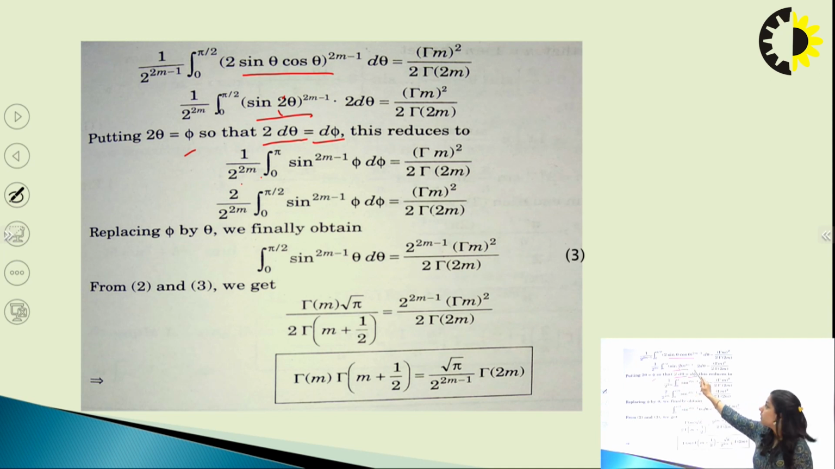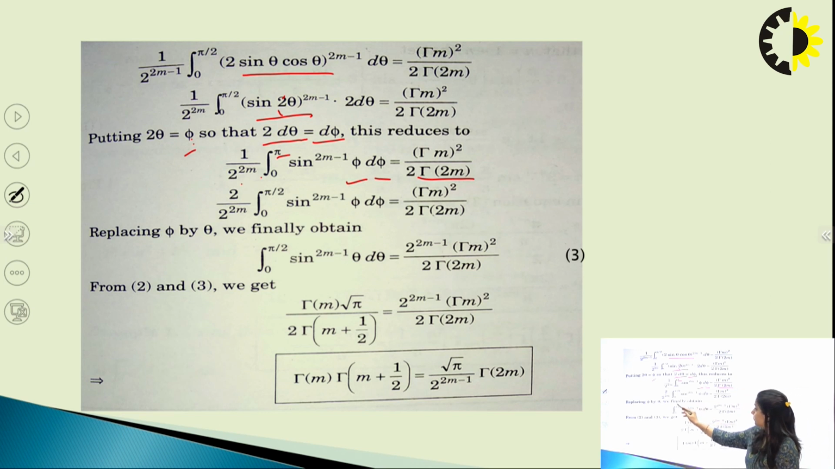If the limit of theta is 0, then the limit of phi will be 0, and if the value of theta is equal to pi by 2, then phi by 2, then phi is equal to pi. So 1 upon 2 power 2m integration 0 to pi sine 2m minus 1 phi d phi is equal to gamma of m square upon 2 gamma of 2m.